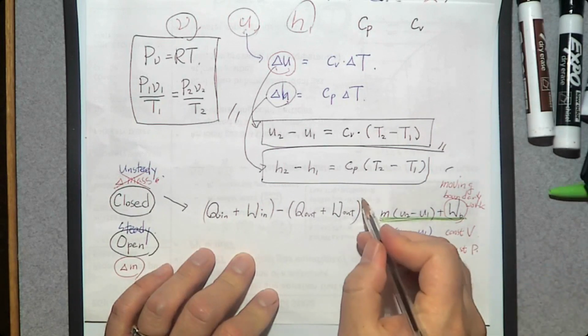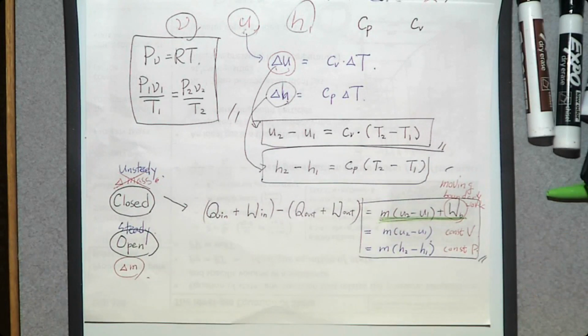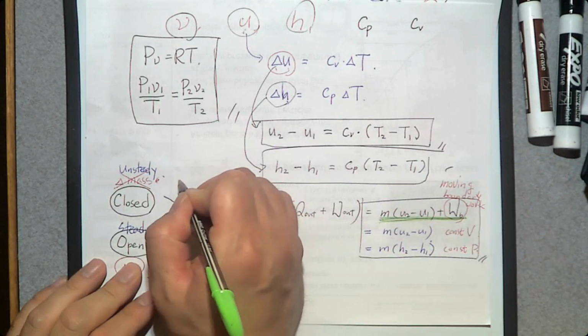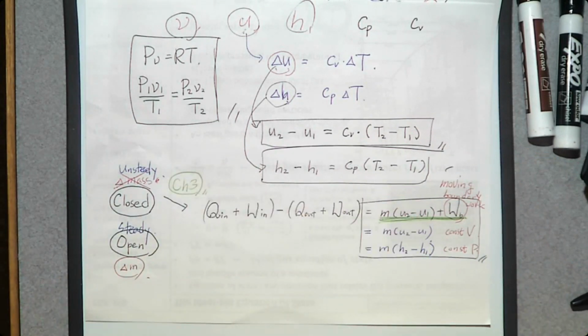So we have three options on the right-hand side. That is the energy balance equation for an unsteady closed system that you studied in chapter 3 of Thermodynamics 1. This is the only equation that you're going to use. We have several problems that we will solve together in the classroom, so don't worry about that for now. What about the steady open system?